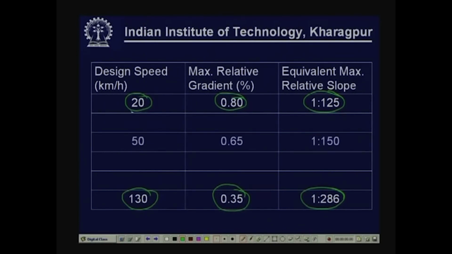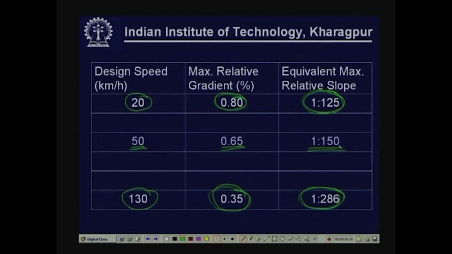different. Now, limiting these two values, that means for 20 and for 130, for intermediate speeds, the value of maximum relative gradient or equivalent maximum relative slope is interpolated from 0.8 to 0.35. Similarly, 1 is to 125 to 1 is to 286. Say for example, for a value of 50 km per hour, maximum relative gradient becomes 0.65 and the corresponding equivalent maximum relative slope is 1 is to 150.